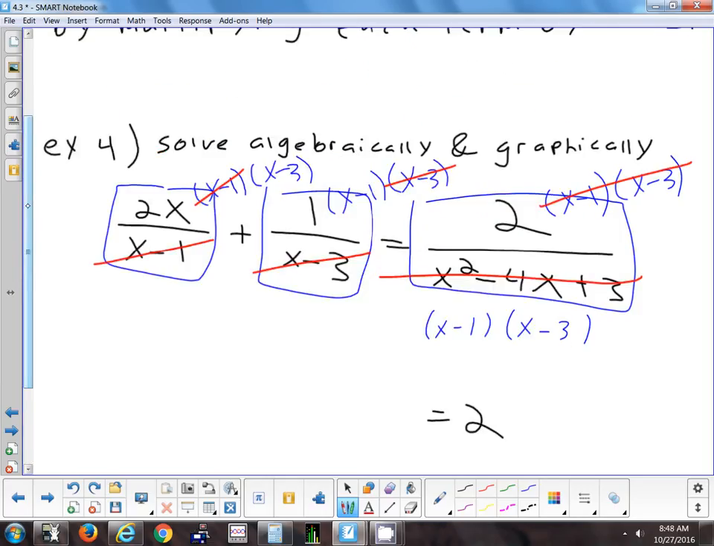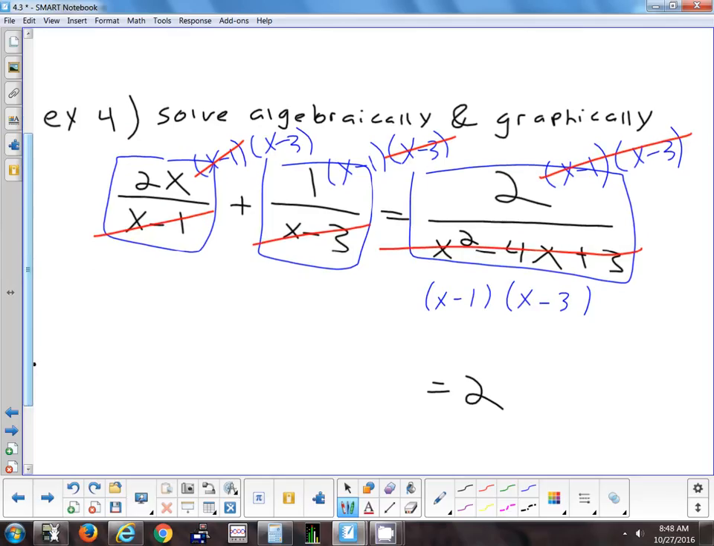Now, on the left, you're going to have to use the distributive property. You've got 2x times x minus 3. So what's 2x times x minus 3? 2x squared minus 6x. And now this one's pretty straightforward because you're just distributing a 1 to x minus 1, so it stays the same.